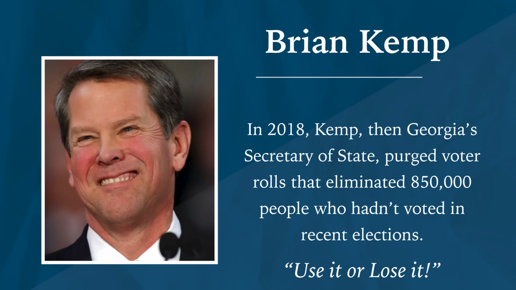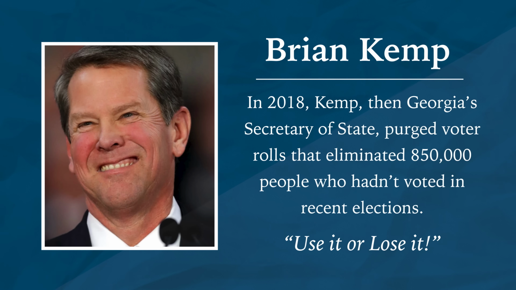And in Georgia in 2018, Brian Kemp, who was then Georgia's Secretary of State, purged the voter rolls by eliminating 850,000 voters who hadn't voted in a while. This was called the use it or lose it approach, and Kemp was then elected governor that year.